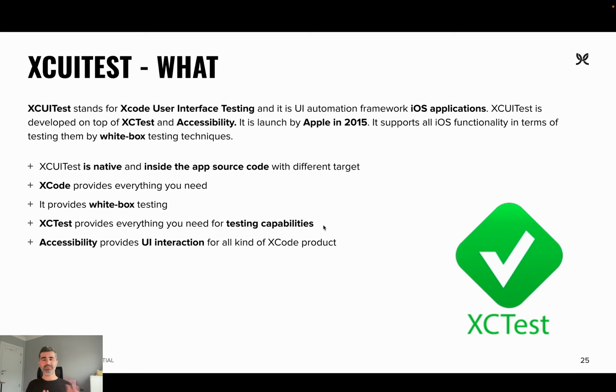Okay, let's talk about the second UI automation, mobile native automation tooling, which is XCUITest. And XCUITest is very similar to Espresso. It stands for Xcode user interface testing for iOS applications, and it was developed by Apple in 2015. It is also native and inside your project, which means that you can apply white box testing techniques as well as black box testing techniques. It is inside your application source code.